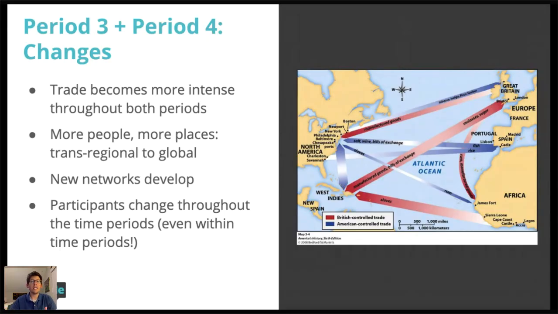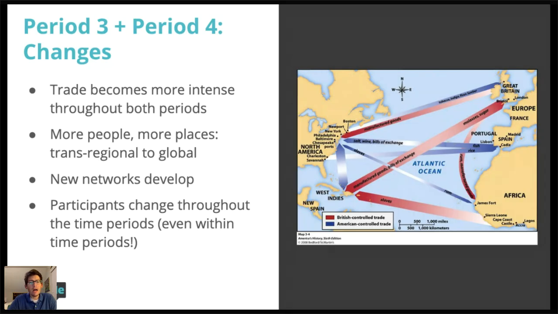We're going to see this upward trajectory of the amount of goods traded across the time periods. We see a change from trans-regional trade in time period 3 to global trade in time period 4. New networks develop. That's a big change, right? The Indian Ocean network isn't going anywhere. The Silk Road, in time period 4, declines. It is not the same trade network that we saw in time period 3 where it reached its height. Instead, we get networks like the Atlantic and the Pacific networks for trade.